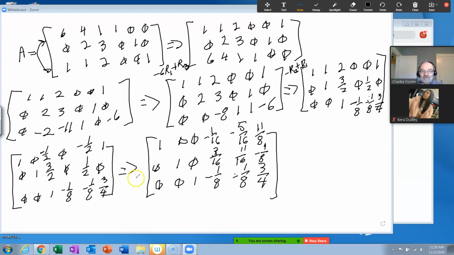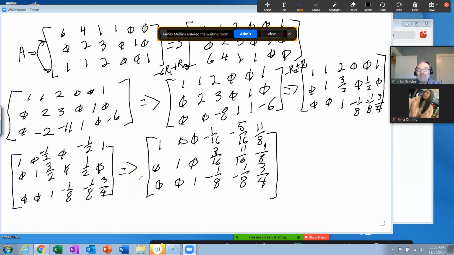Okay, so let's first do the determinant of A and see how messy this gets.